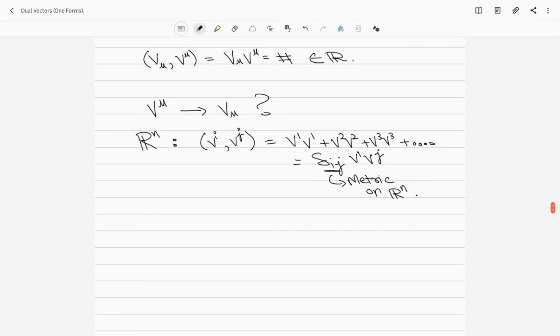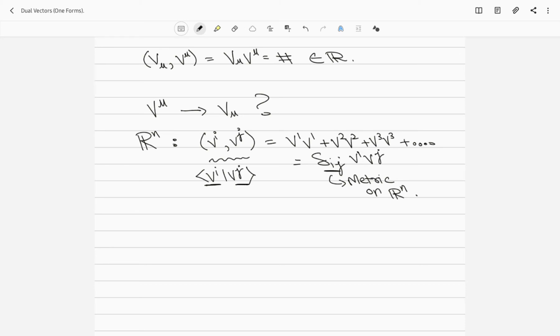Now, let me just mention this. This thing in Dirac notation is just <v_i|v_j>, so this is your bra and this is your ket. That's how you write the dot product in bracket notation. That's just for physicists.